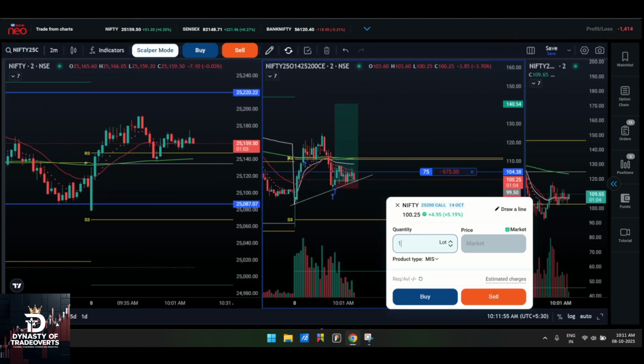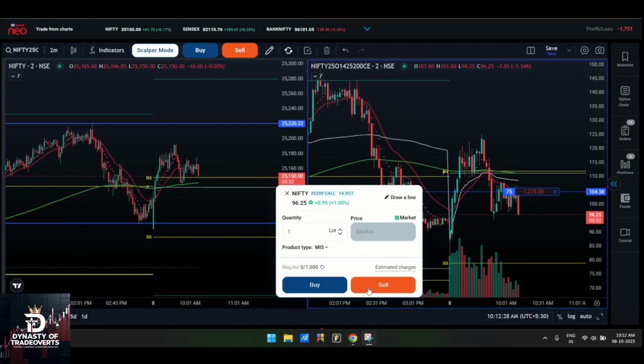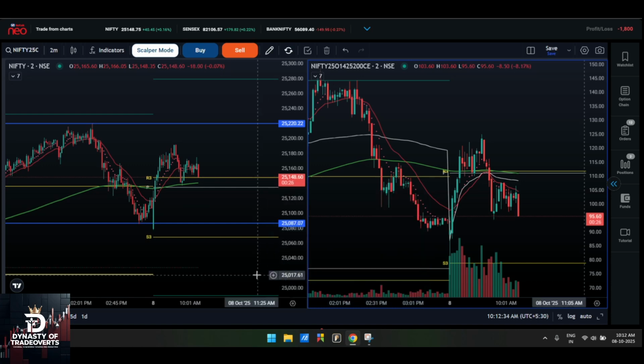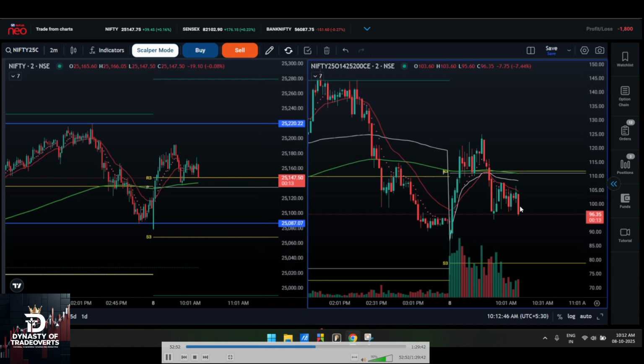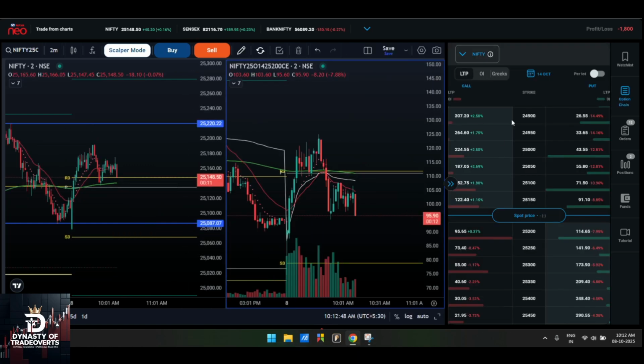Okay, so at this point, the PE prices are spiking. There's a big red candle and I had to cut the position. I had to refresh the chart a bit, so I couldn't show you the proper move, but yeah, there was a big spike, a crash down of the option premium, so I had to exit.